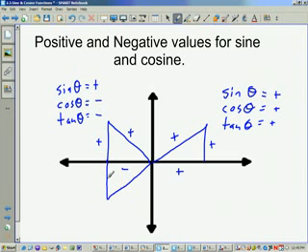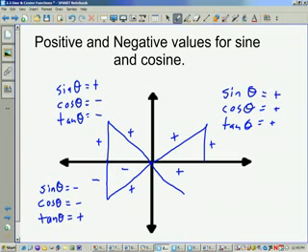Let's check out quadrant 3. We know the x value is negative, the y value now is negative, but the hypotenuse is positive. The sine of theta is opposite over hypotenuse. So the opposite is negative, hypotenuse is positive, so that's going to produce a negative answer. The adjacent is negative, hypotenuse is positive, so that's going to be negative. But the tangent is opposite, which is negative, over adjacent, which is negative. Negative over negative gives us a positive.